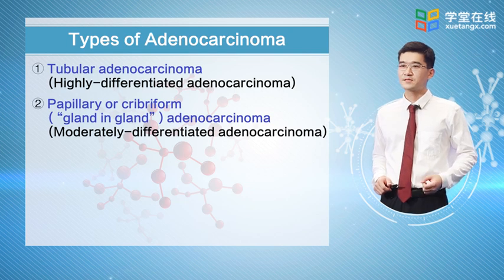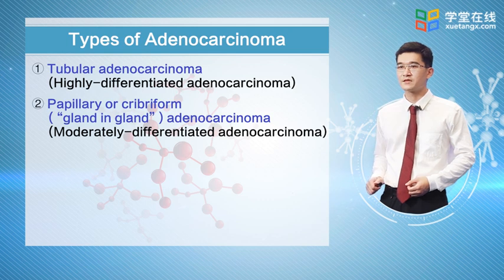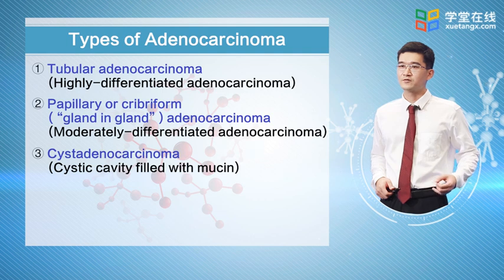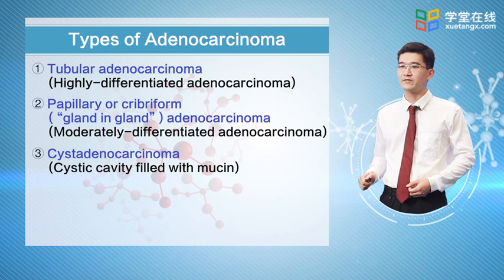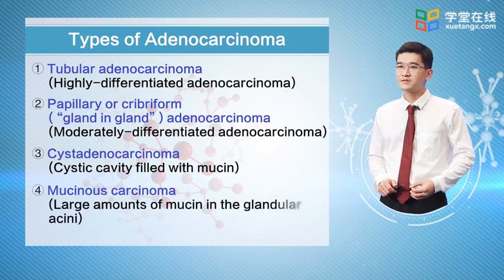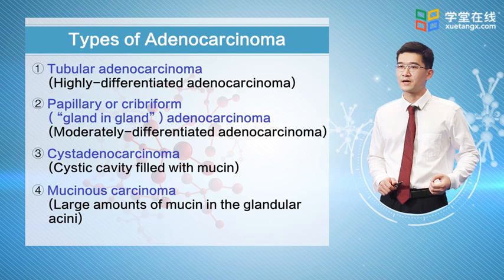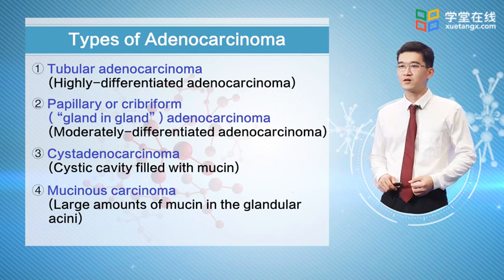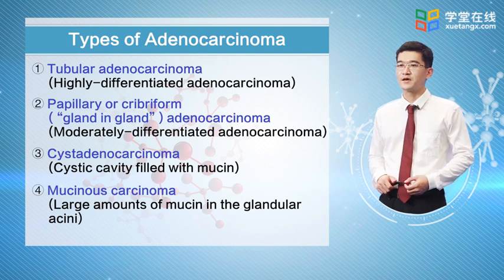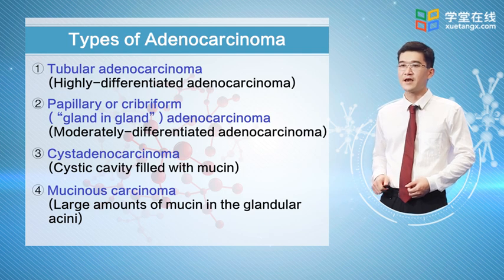Several types of mucin-producing carcinomas are named according to the quantity of mucin and where it is stored. Cystadenocarcinomas produce massive amounts of mucin, creating a large cystic cavity in the tumor tissue. Mucinous carcinomas secrete large amounts of mucin in the glandular acini of the tumor. This causes the acini to burst and the mucin to escape, giving its cut section a glassy and translucent appearance.